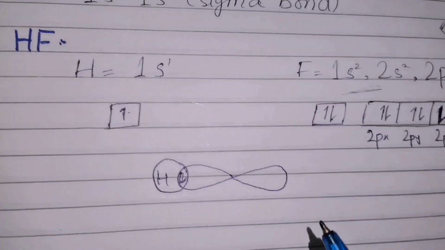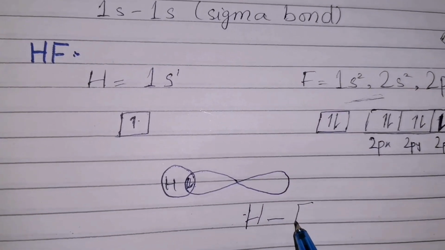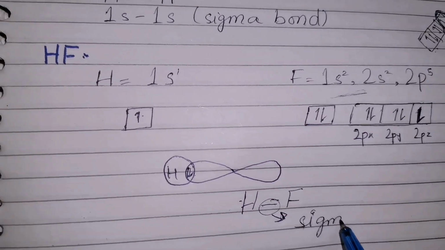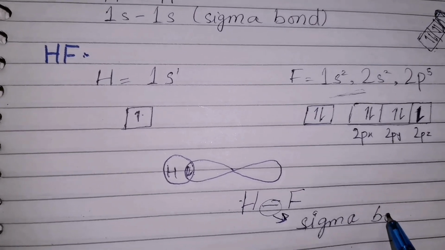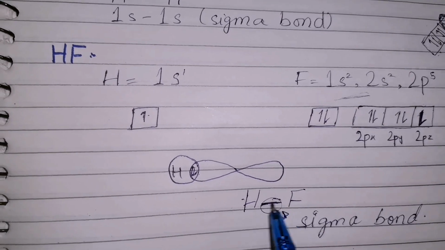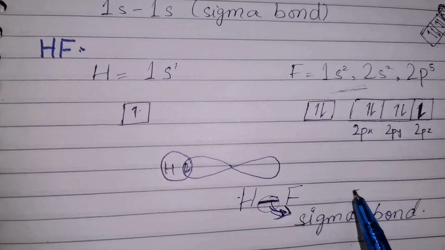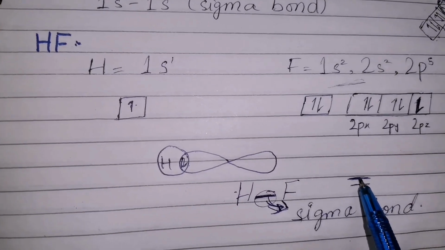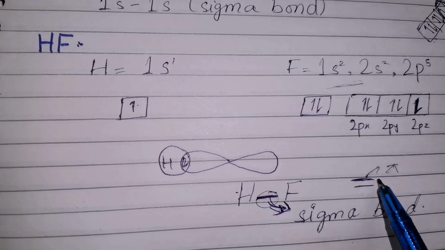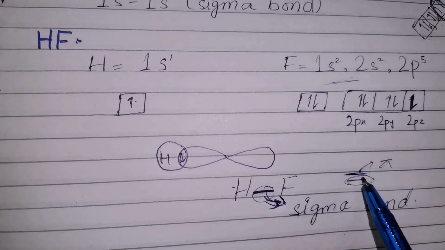Now when we draw the bond, it will be HF. So this bond over here is a sigma bond. Remember one thing: the first bond that is formed will always be a sigma bond. When we draw the other bond in other examples, the other bond will be the pi bond, but the first bond that is formed will always be a sigma bond.